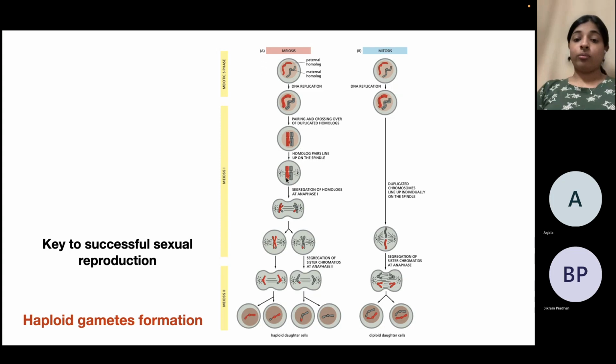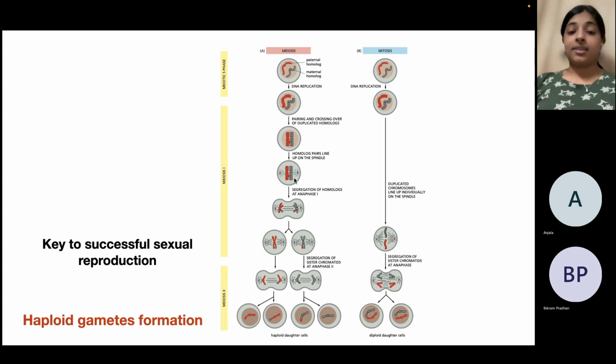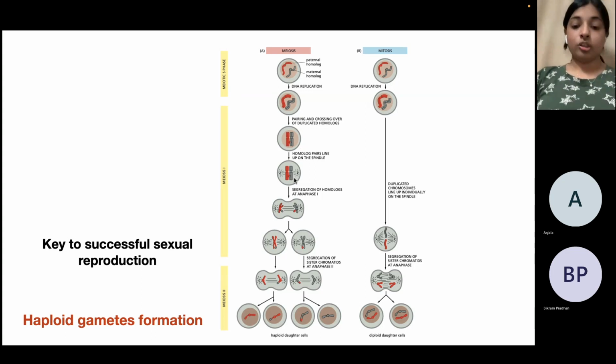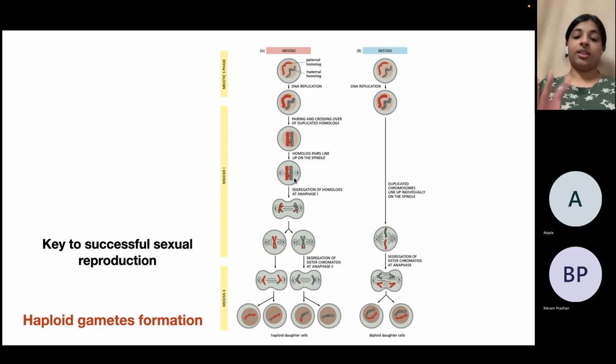And then the homologs pair up. First, they line up on the spindle, and then they are separated. The homologs are separated into two different daughter cells. This is the first cell division, resulting in two daughter cells, known as meiosis 1. Later, each homolog present in the cell again lines up at the center of the cell, and now the sister chromatids are separated into two daughter cells, ultimately resulting in four daughter cells with a haploid condition.